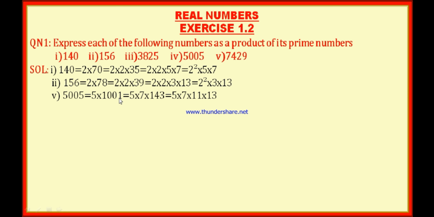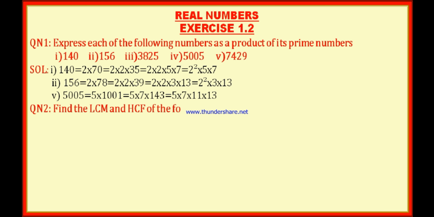Again, this 1001 is divisible by 7. Therefore, 5 into 7 into 143. This 143 is divisible by 11. Therefore, this is 5 into 7 into 11 into 13. This is how you can divide any number as prime factors.